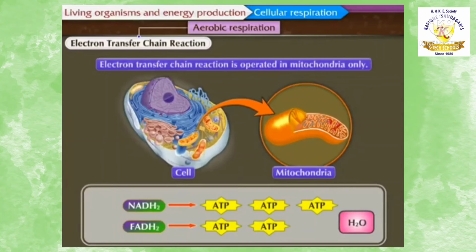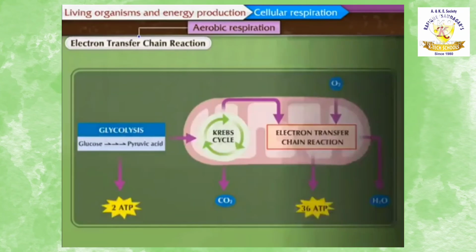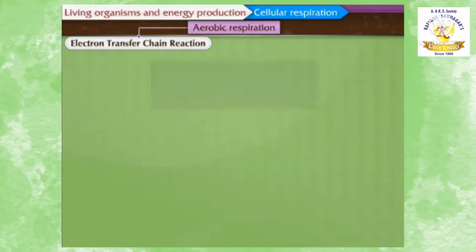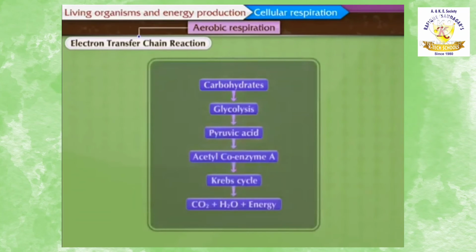So, children, the electron transfer chain reaction is operated only in mitochondria. Thus, a molecule of glucose is completely oxidized in aerobic respiration, and molecules of carbon dioxide and water are produced along with energy.